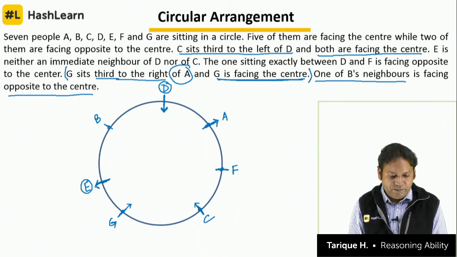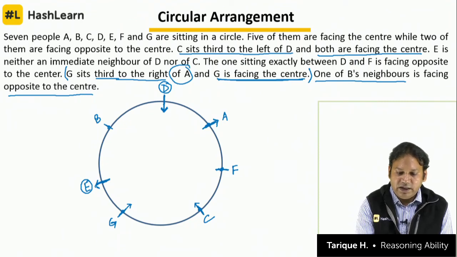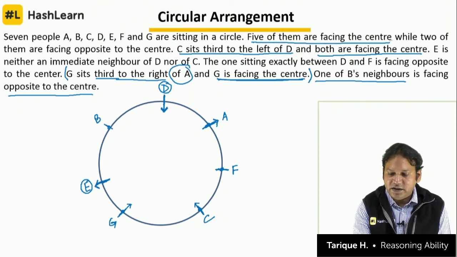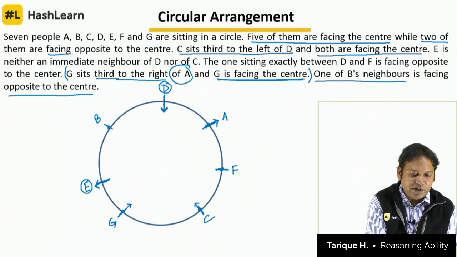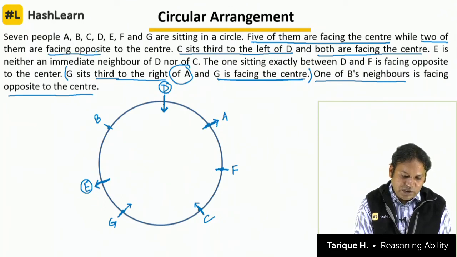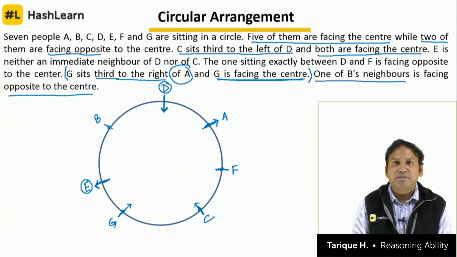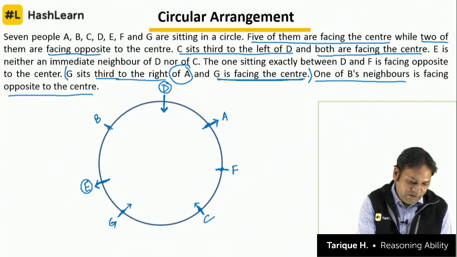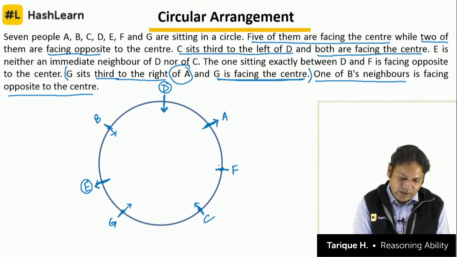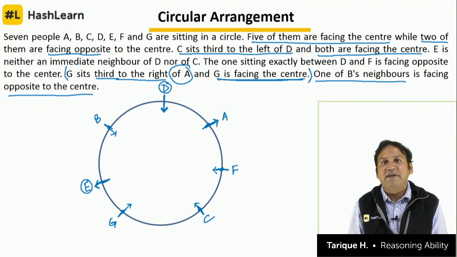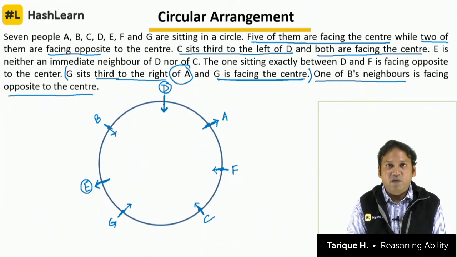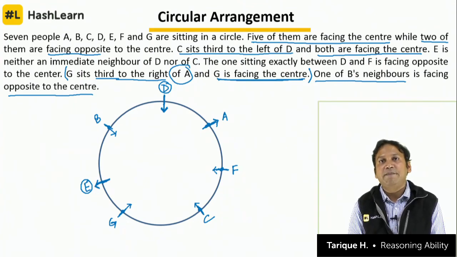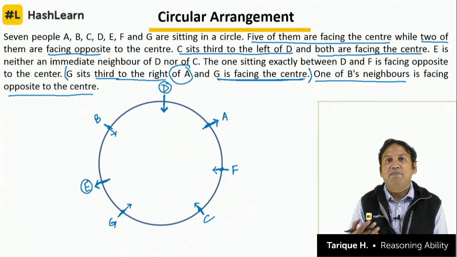Now what did the question tell us in the beginning? That 5 are facing the center while 2 are facing opposite. The 2 who are facing opposite are A and E. That means the remaining 5 will face towards the center. That is how we get to know which side F is facing, which side B is facing. So now the question is solved. We know for every person which side they are facing as well as what is their position in the circular table. Clear?